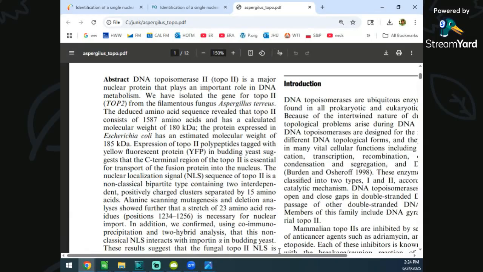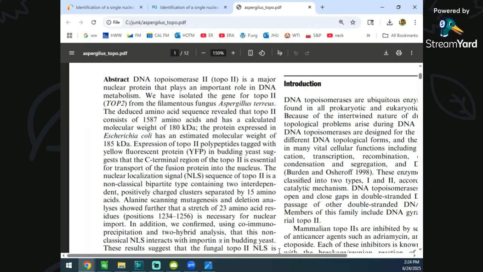The nuclear localization signal sequence of topo2 is a non-classical bipartite type. Okay, I don't know what that means. It's fine. Containing two interdependent positively charged clusters separated by 15 amino acids.